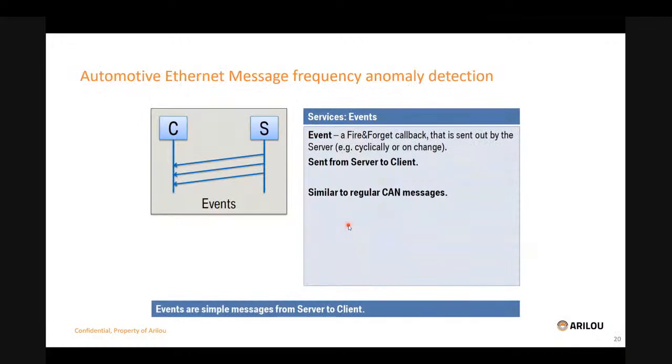In the automotive Ethernet, we took the SOME/IP example, and there is something called events with SOME/IP. In this case, those events are supposed to arrive at fixed intervals, and if they fail to appear in this interval, then we know that something went wrong. So it's very similar in behavior to the CAN messages.